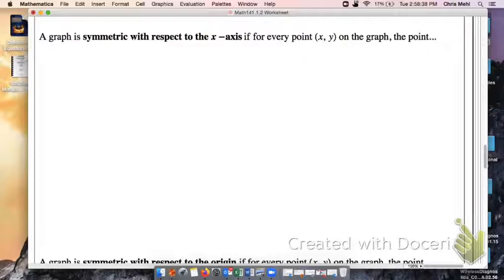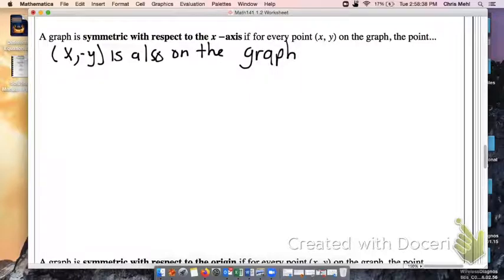A graph is symmetric with respect to the x-axis if for every point (x, y) on the graph, it turns out that the point (x, minus y) is also on the graph. Okay. And again, graphically, what's going on here?